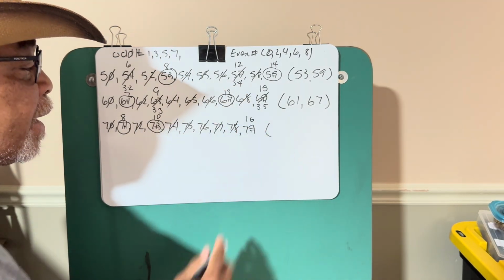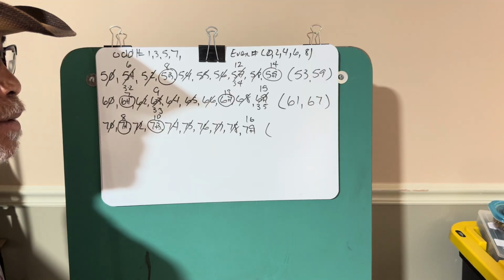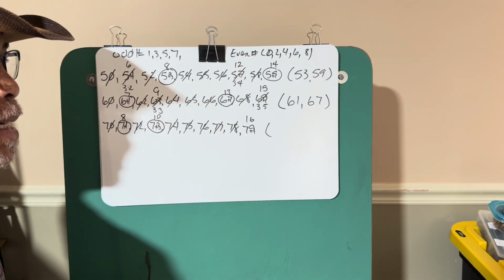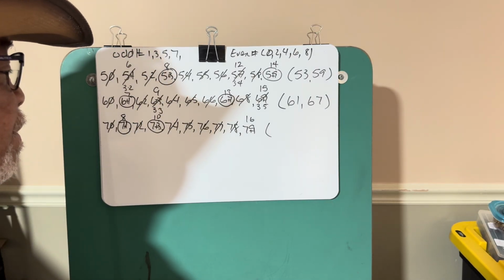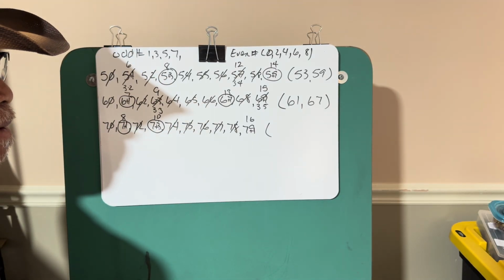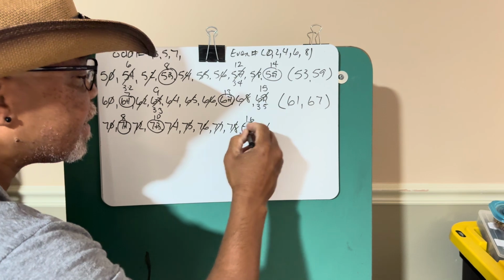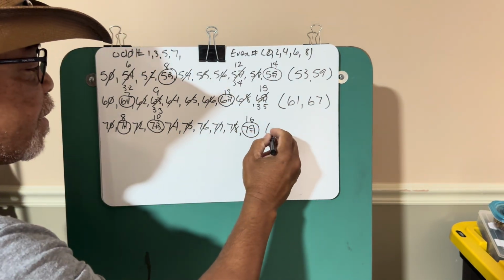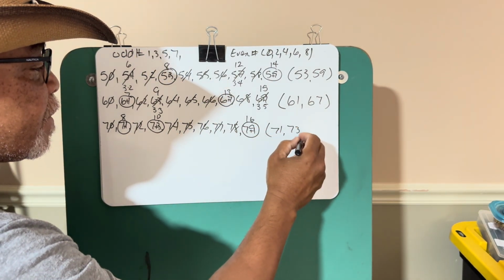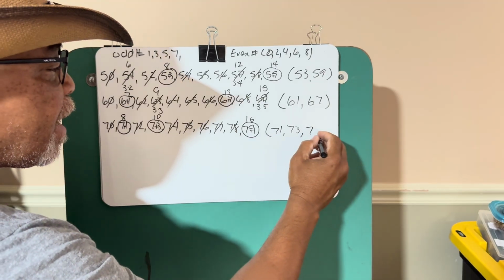You get 16. Any number times 3 that'll give us 16? Any number times 7 that'll give us 79? Since both answers are no, 79 gets a circle. So we got 71, 73, and 79.